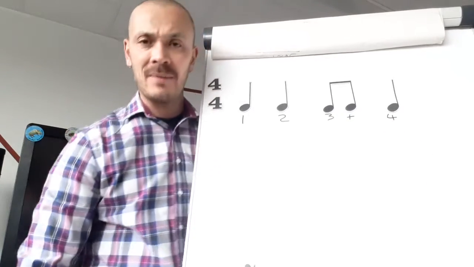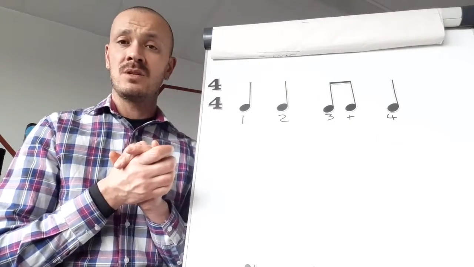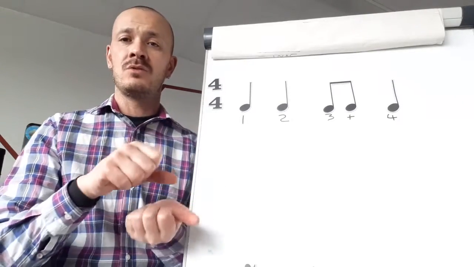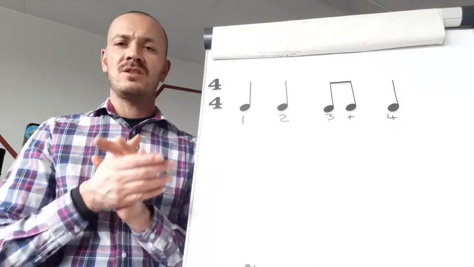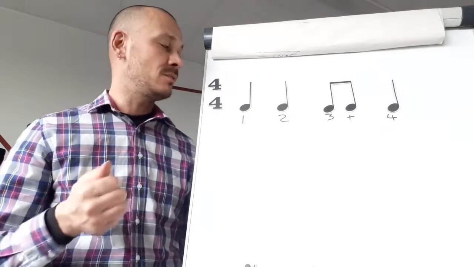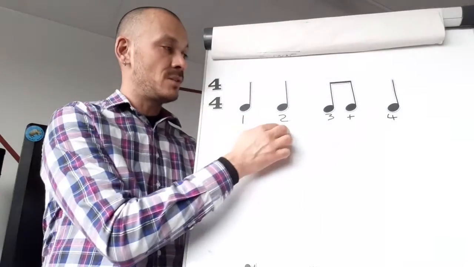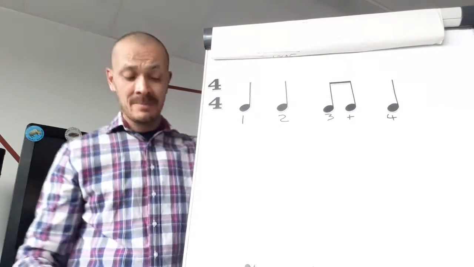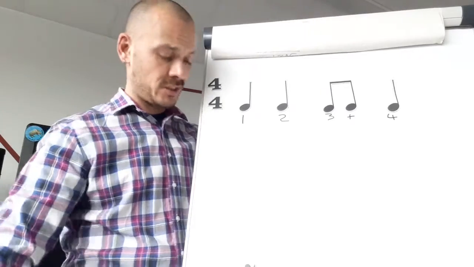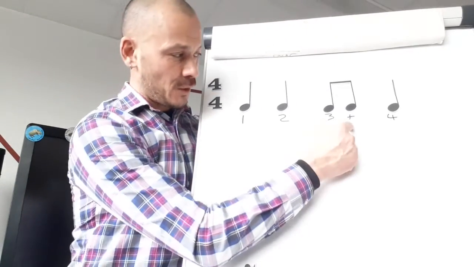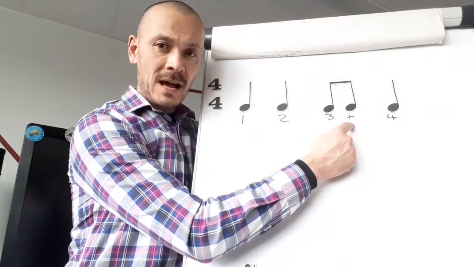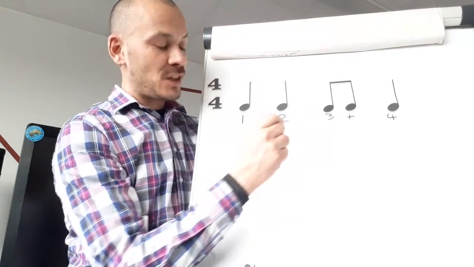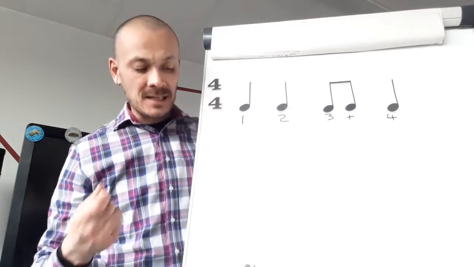But let's just clap that first before we move on. 1, 2, 3, 4. 1, 2, 3, and 4. Okay, remember your quavers are played at twice the speed of your crotchets. Good. So we've got our offbeat on the 'and' of 3 here. And I'm going to change that over a bit so that you can understand it a bit more.